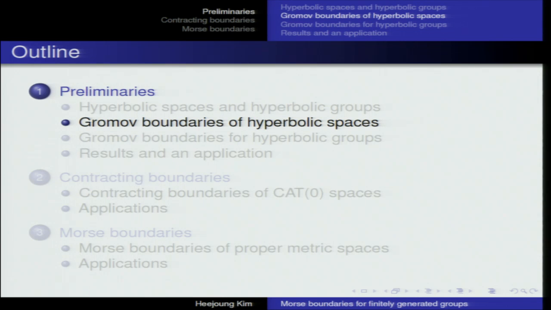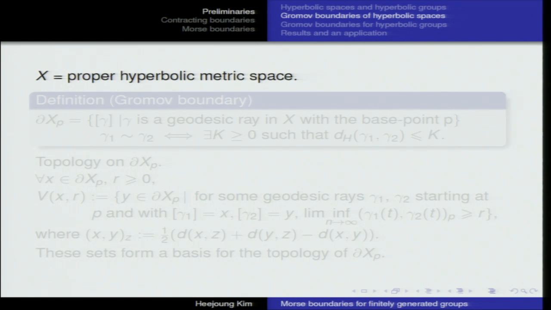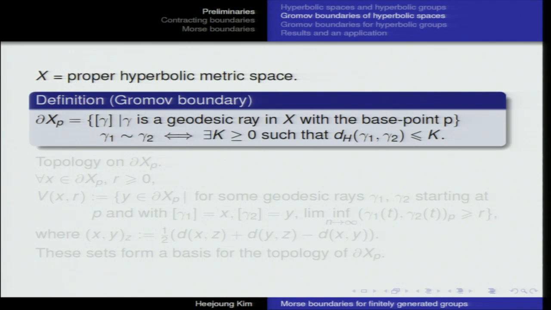Now let's define group boundaries of hyperbolic spaces. So let X be a proper hyperbolic metric space. Then for a fixed point P, the group boundary is the set of equivalence classes of geodesic rays with base point P. So here two rays are equivalent if their Hausdorff distance is uniformly bounded by a constant k. So Hausdorff distance means gamma 1 is contained in the k neighborhood of gamma 2, and gamma 2 is contained in the k neighborhood of gamma 1.